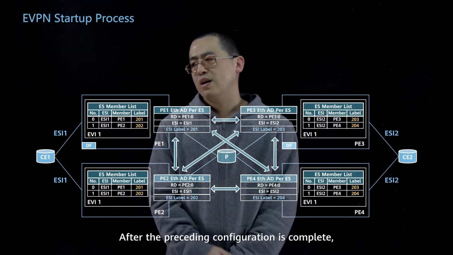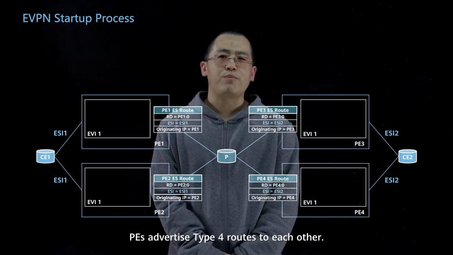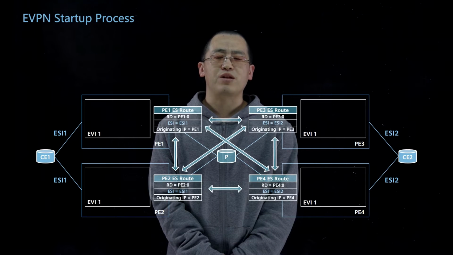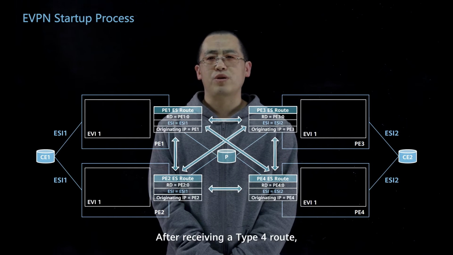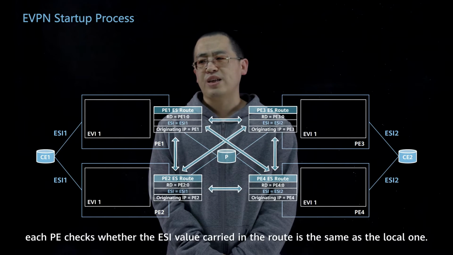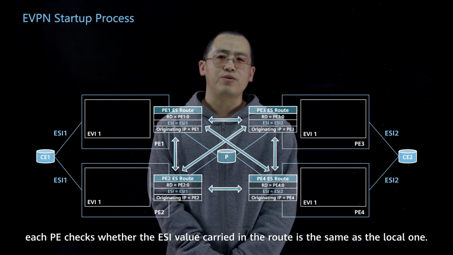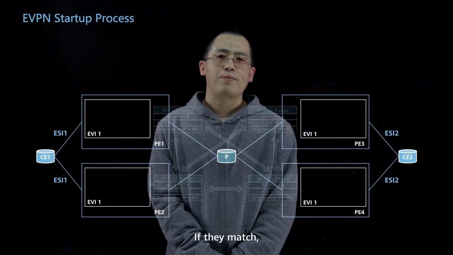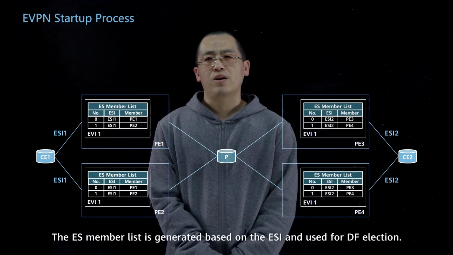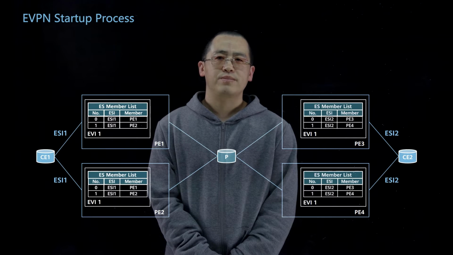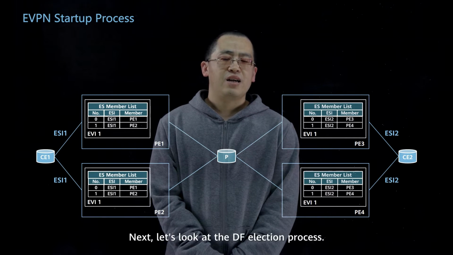After the preceding configuration is complete, PEs advertise Type 4 routes to each other. A Type 4 route carries an ESI value and a source PE IP address. After receiving a Type 4 route, each PE checks whether the ESI value carried in the route is the same as the local one. If they match, the source PE address carried in the route is added to the local ES member list. The ES member list is generated based on the ESI and used for DF election. Next, let's look at the DF election process.